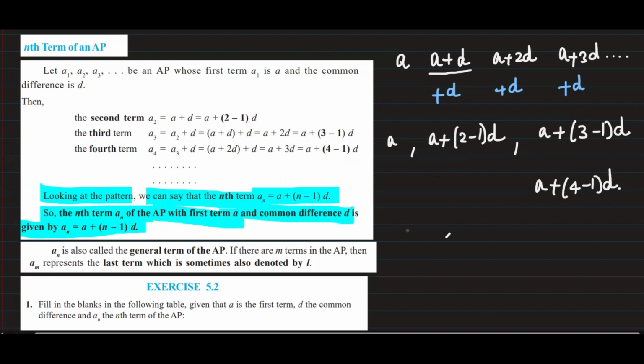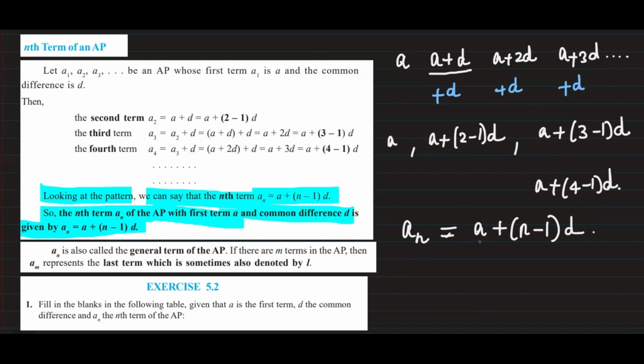Now what does this An stand for? Basically An stands for the value or the number in the second term or the third term or the 50th term or the 100th term, like that. A stands for the first term, and n stands for which term we are going to find the value of. So n minus 1 into D is obviously the common difference part. So this is the formula: the nth term of an AP will be denoted as A plus n minus 1 into D.